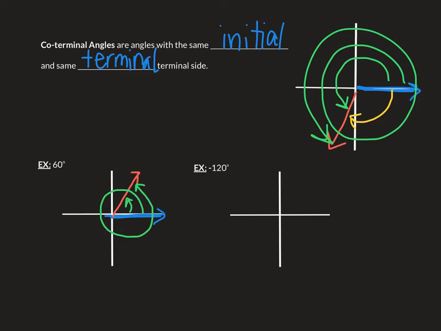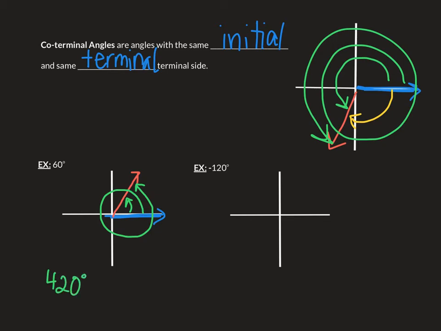Well, how many degrees would that be? Well, if I went a full circle, which is 360 degrees, and then the 60, a positive coterminal angle with 60 degrees would be 420.